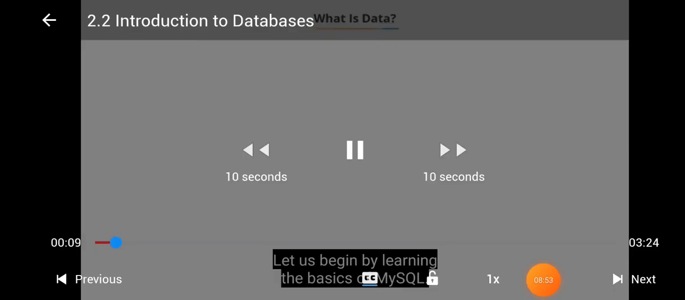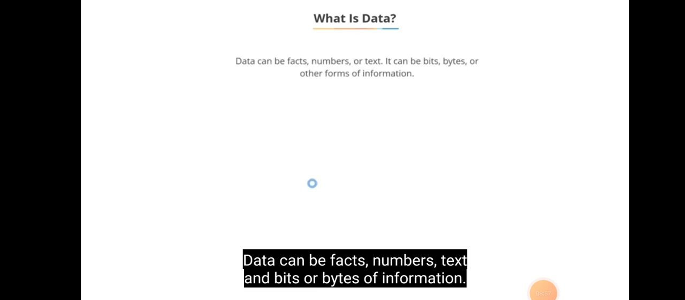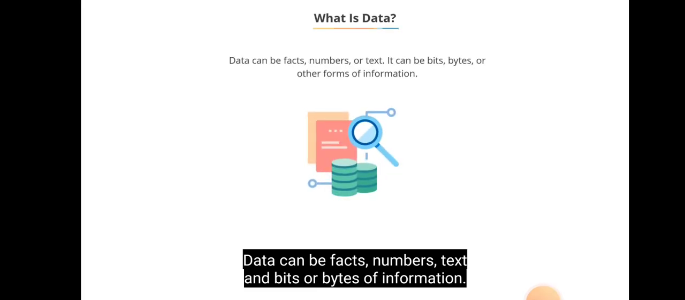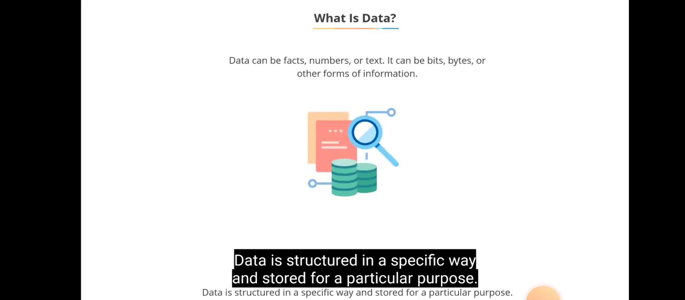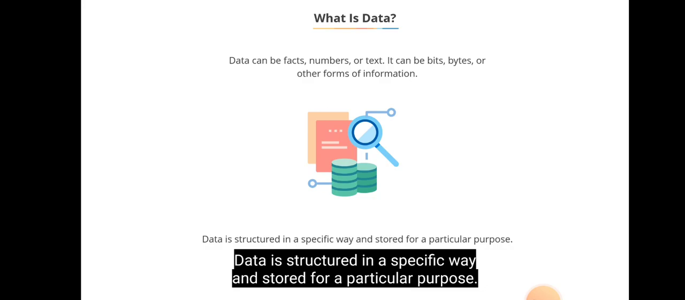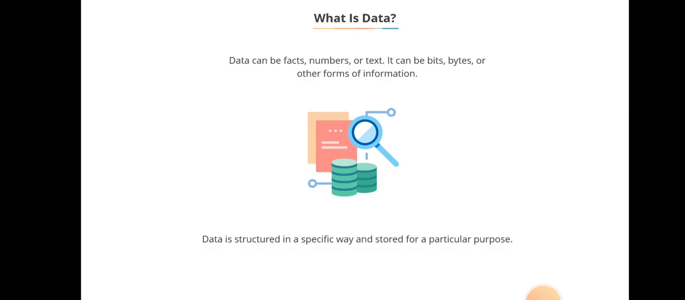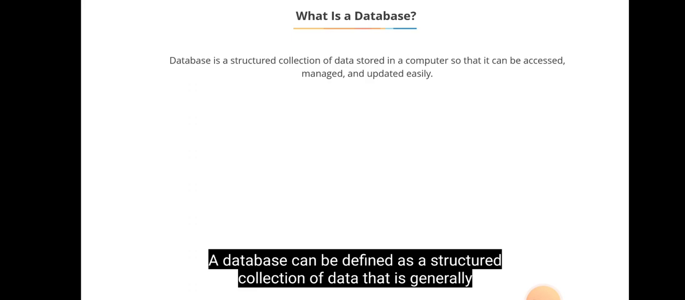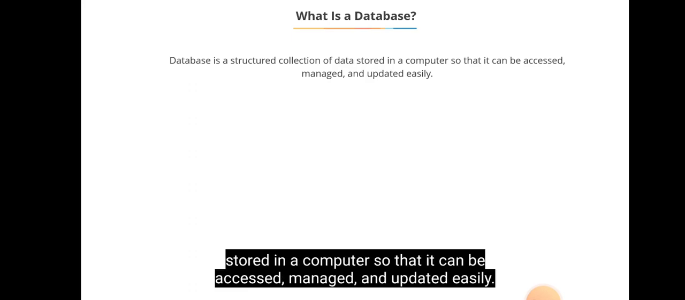Learning the basics of MySQL. First, we need to understand what data is. Data can be facts, numbers, text, and bits or bytes of information. Data is structured in a specific way and stored for a particular purpose. After knowing what data is, we shall now move on to learning what a database is. A database can be defined as a structured collection of data that is generally stored in a computer, so that it can be accessed, managed, and updated easily.